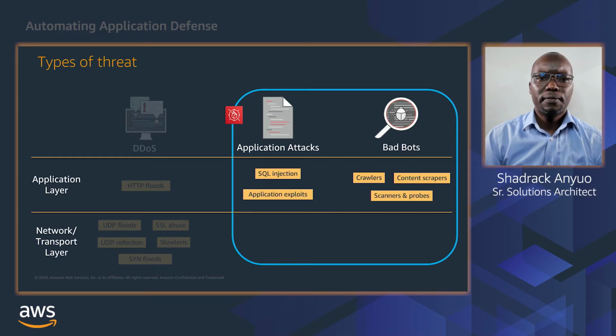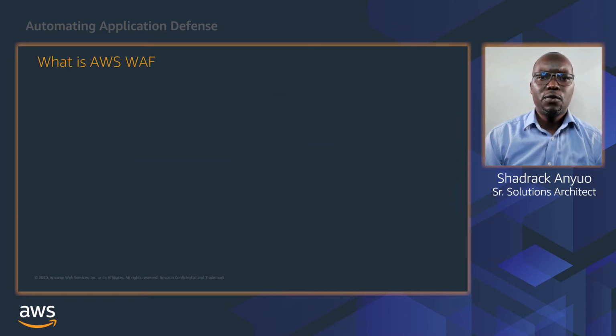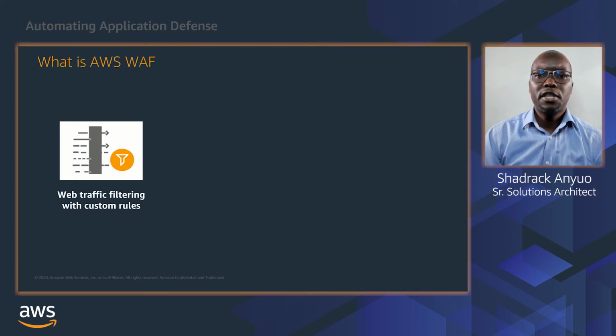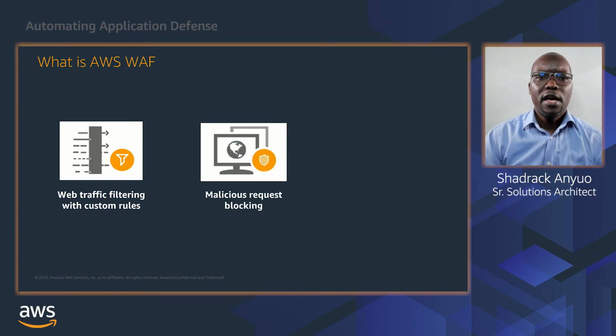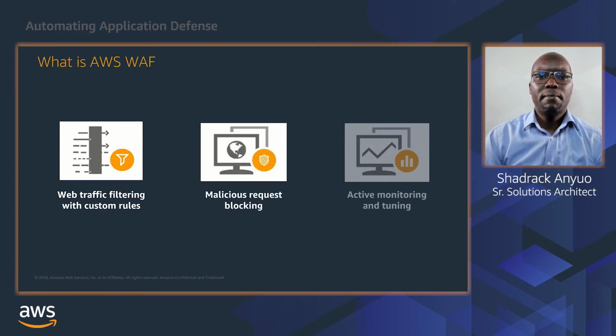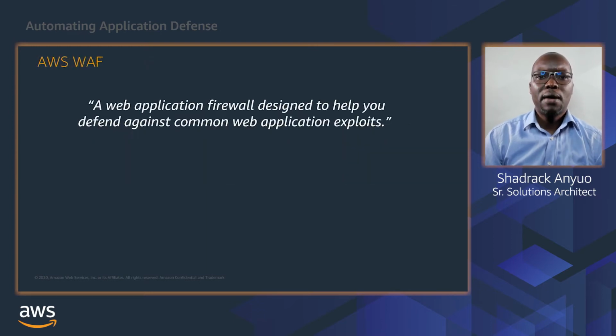AWS WAF gives you control on how traffic reaches your application by allowing you to define rules that filter out specific traffic patterns and block unwanted traffic. It also provides real-time metrics that capture raw requests that include details about IP addresses, geolocation, URI, user agent, and referrers. For quick setup, AWS WAF comes with predefined managed rules, which are regularly updated as new issues emerge.